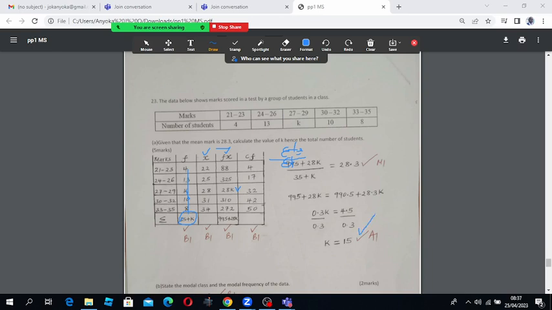Are we in agreement? You can follow through. State the modal class. So that now we have k as 15. What will be the modal class? The modal class is the class with the highest frequency. So the modal class will be 27 to 29. That has a frequency of 15.